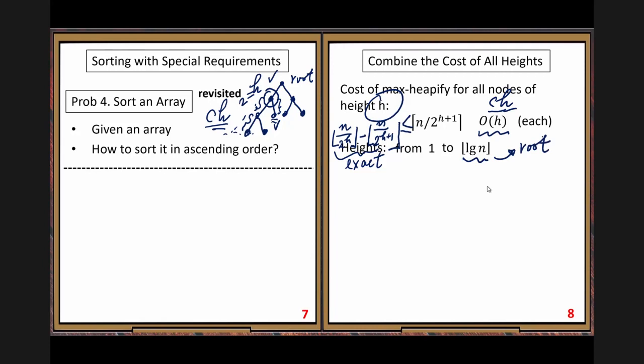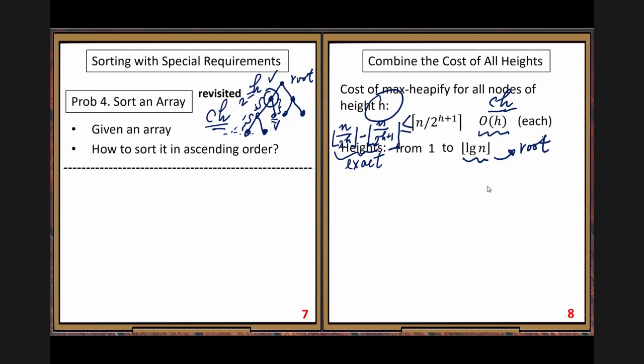Floor function, not ceiling function. Floor function. Log base 2 of n, because we have a height of 0 for leaves. The bottom level corresponds to leaves. So we come from 0.